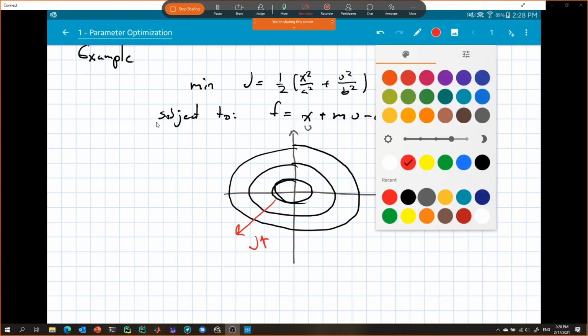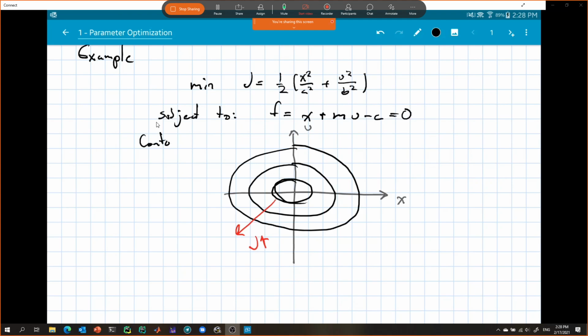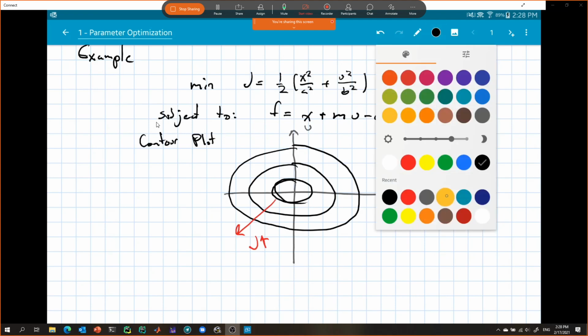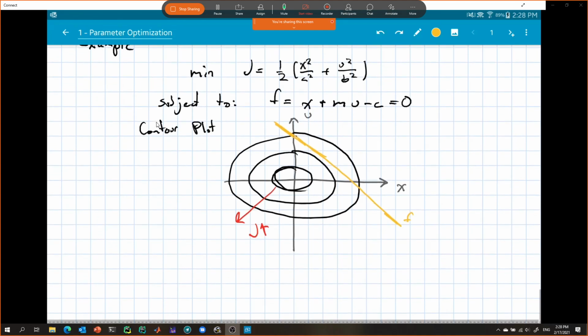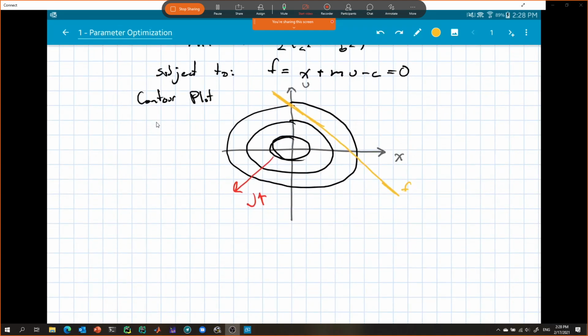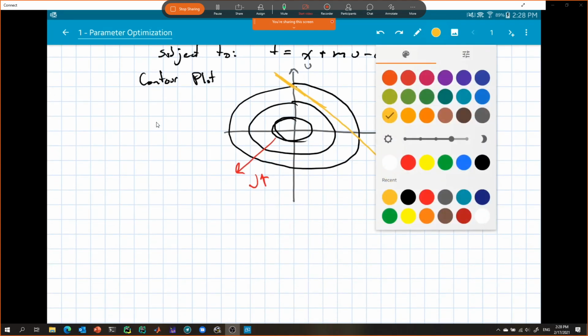Let me label this contour plot. Okay, and then we have this constraint 2. It actually can be anywhere, but it kind of goes through here. So the solution actually has to lie on this line. So this is f. Okay, so that's what this problem looks like. I'm going to use it to motivate some things later, so it's good to present it now.